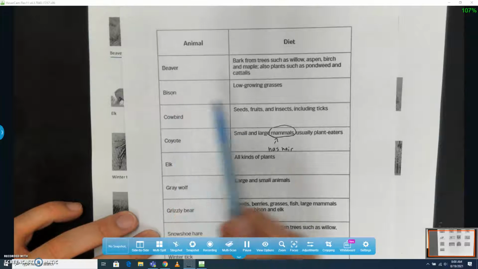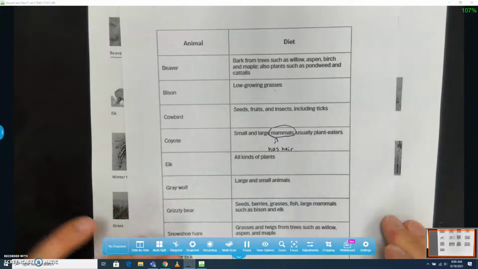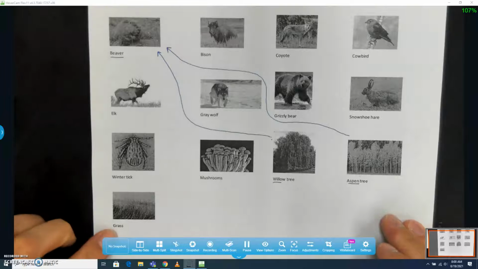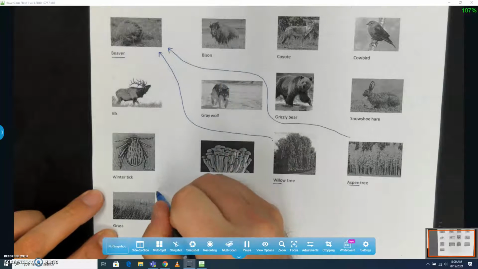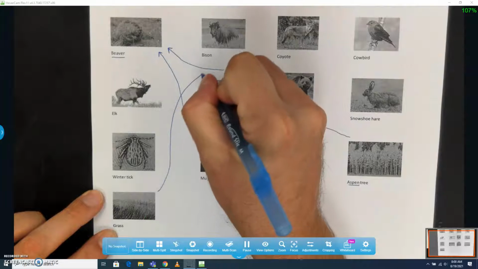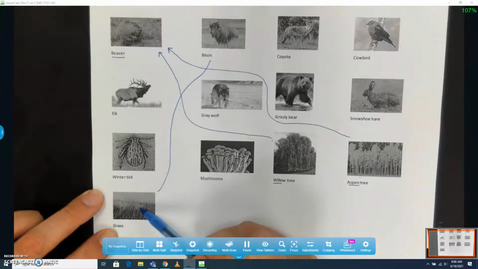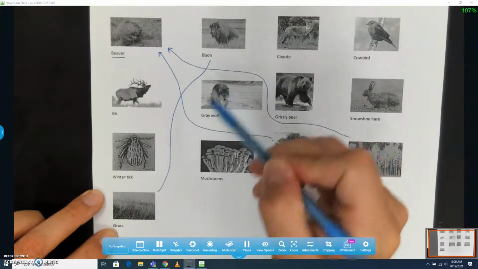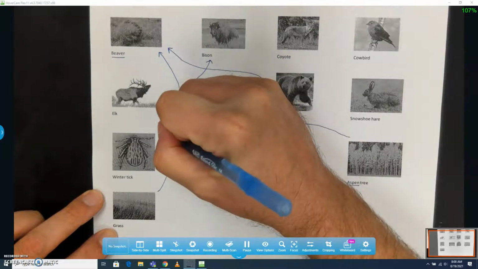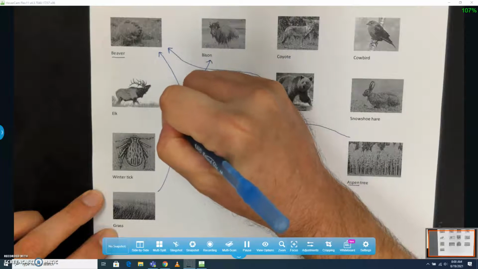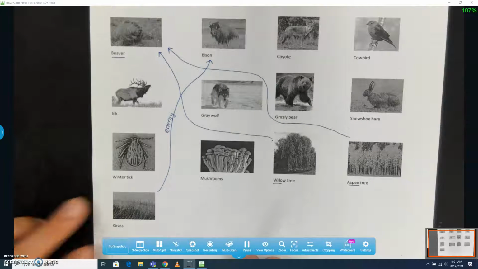Bison. Bison eat grass. They get their energy by eating grass. And I know I have grass on here. That is down here. My bison is up here. So I know that there is a connection between the two. And again, the energy goes from the grass into the bison. So our arrow goes this way. We can almost even write the word energy if we wanted to. Energy is going from here to here.